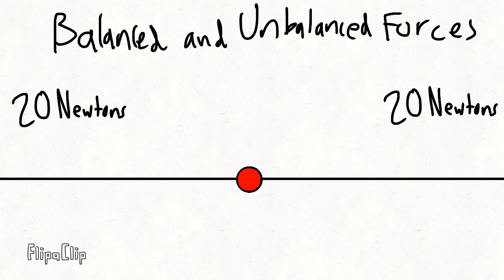Right now, the forces are balanced. If I offset the balance, let's say by making one of the forces 30 newtons, then it is now unbalanced, and the ball moves.